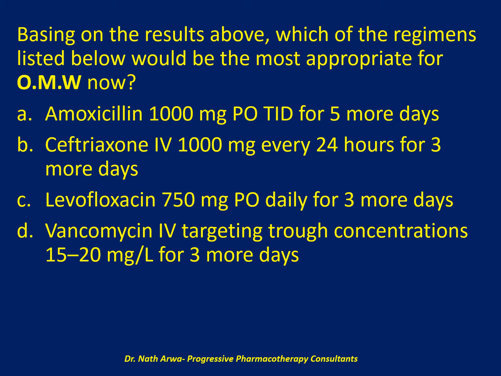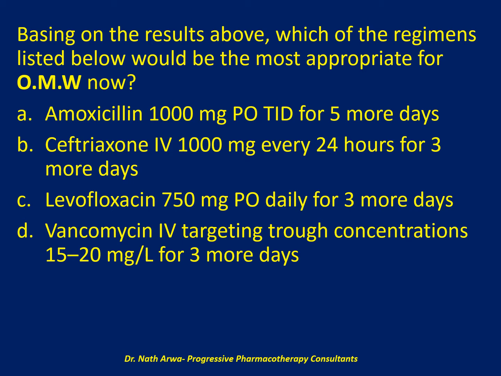So my question to you is, basing on the results above, which of the regimens listed below would be the most appropriate for patient OMW now? Would you treat him with a gram of amoxicillin administered orally thrice daily for 5 days? Or would you treat with a gram of ceftriaxone infused over 30 minutes once daily for 3 more days, that is? Or would you treat this patient with 750 milligrams of levofloxacin administered once daily for 3 more days?